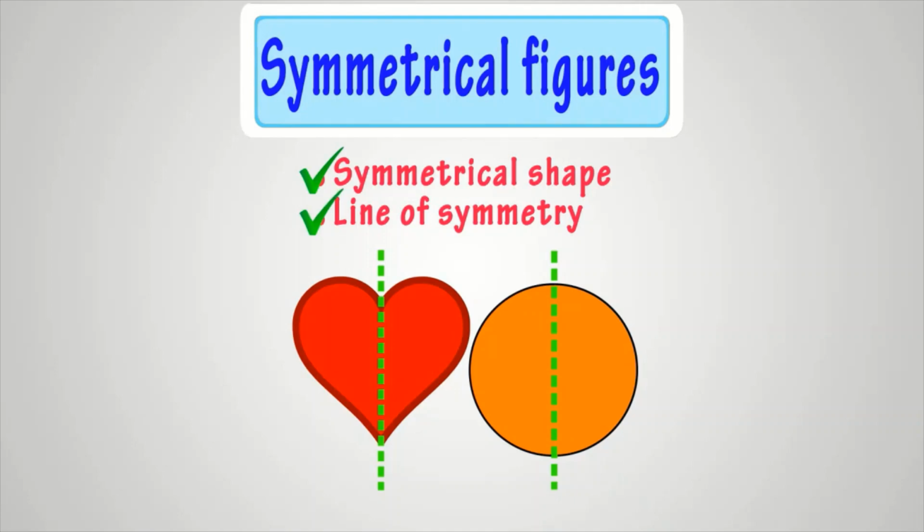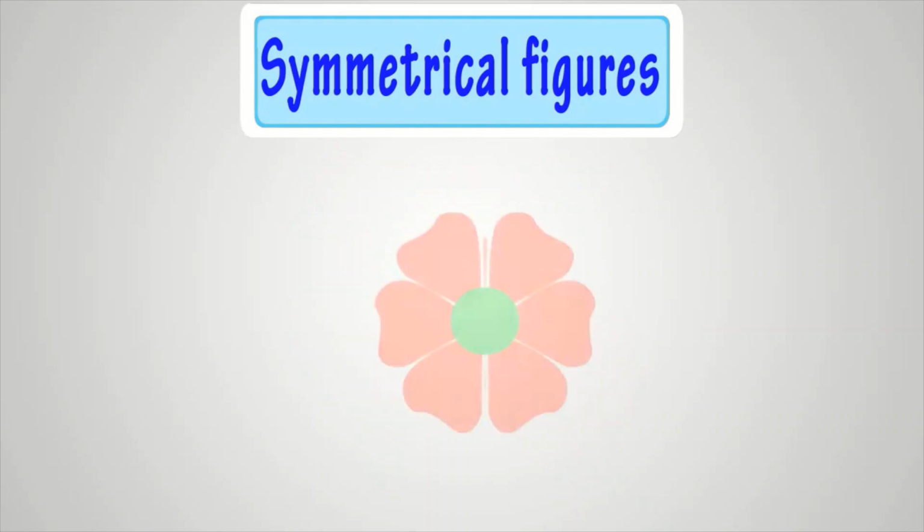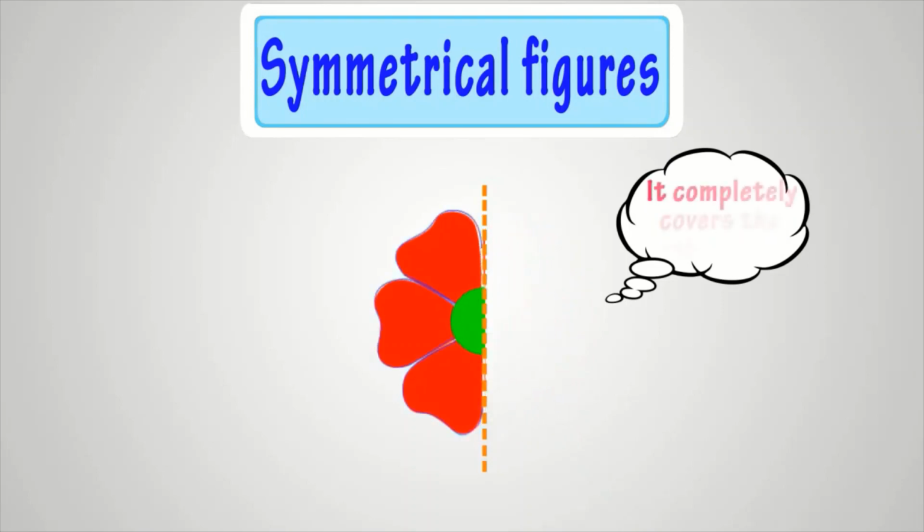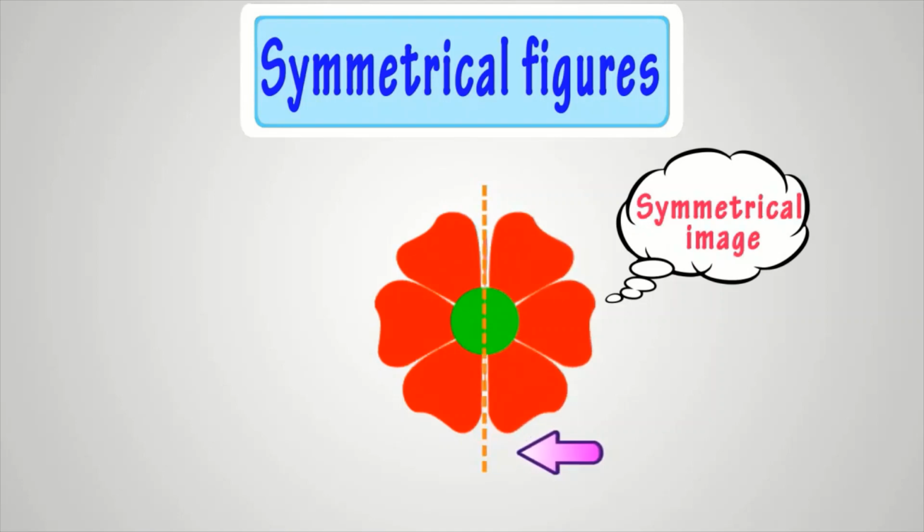Now, let's try this with another figure. Here we have an image. Let's try to fold it and see if it is a symmetrical figure or not. Here we are folding it. Yes, if we fold this image here, it completely covers the other half. So it's a symmetrical image. And this line of fold is its line of symmetry. Now, let's try the same with another figure.